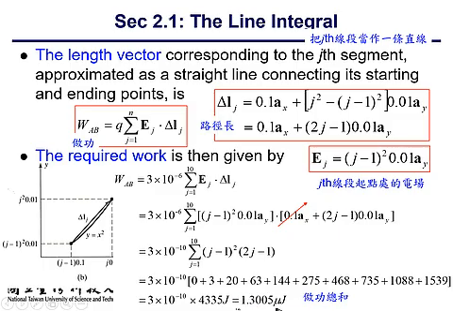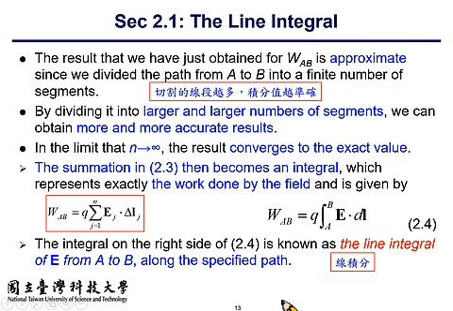1.3005 microjoule, to be exact. And of course, this calculation can be carried out using a line integral directly. But why do we bother to introduce the idea of the so-called divide and conquer strategy? Why don't we just use calculus to solve this problem?